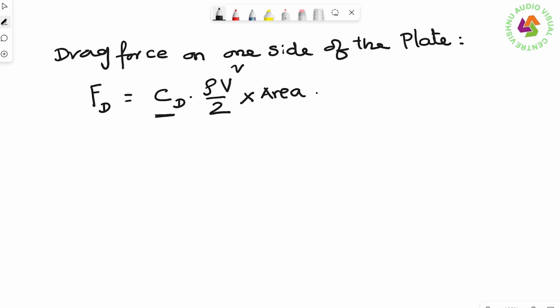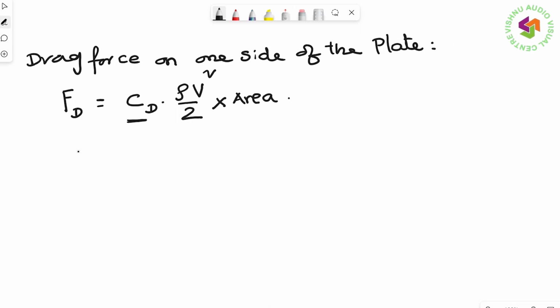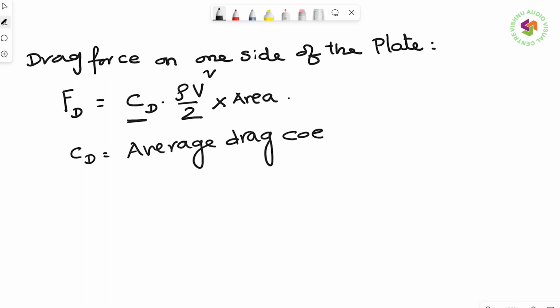But if we come to the drag force on one side of the plate, that means on the entire plate, not at one point but the whole plate, then naturally this C_D is called the average drag coefficient. That is only the local drag coefficient, and this is the average drag coefficient. Area is no problem; the only thing is how to calculate the average drag coefficient.